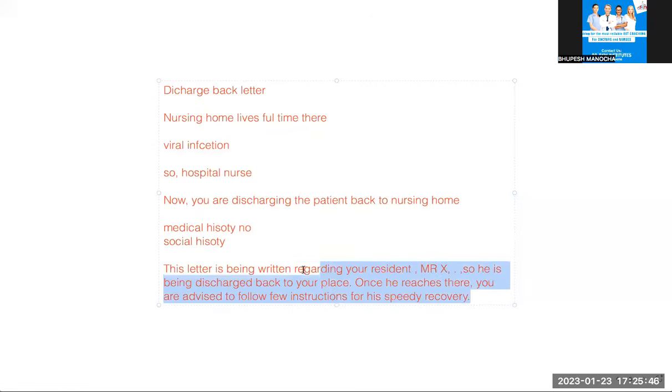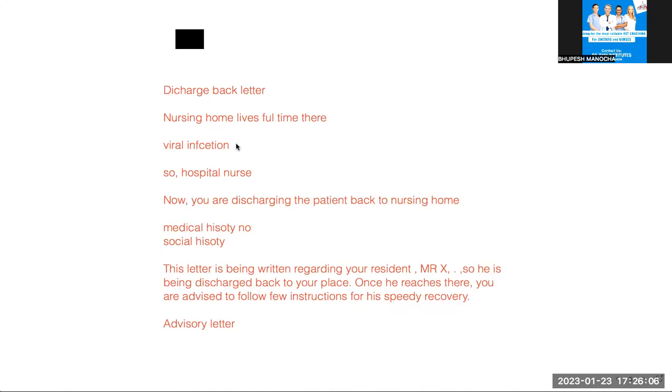Now this becomes a discharge back letter pattern. And also you say it is also an advisory letter as well. If you can understand, please, it is nothing different. You are giving advice now. You are advised to follow few instructions. Again, you are getting tricked without any reasons. So please, this is discharge back letter.